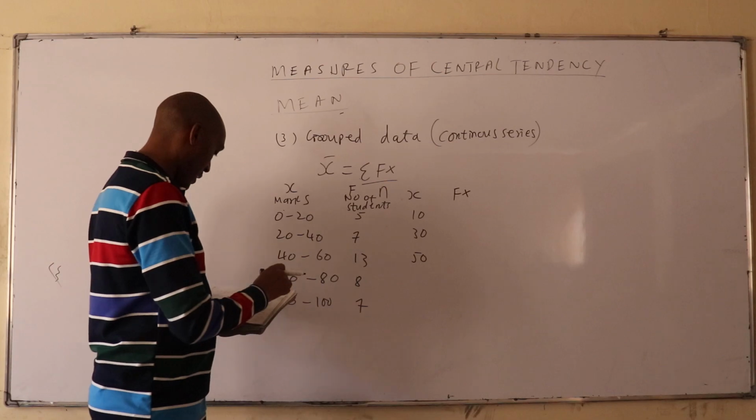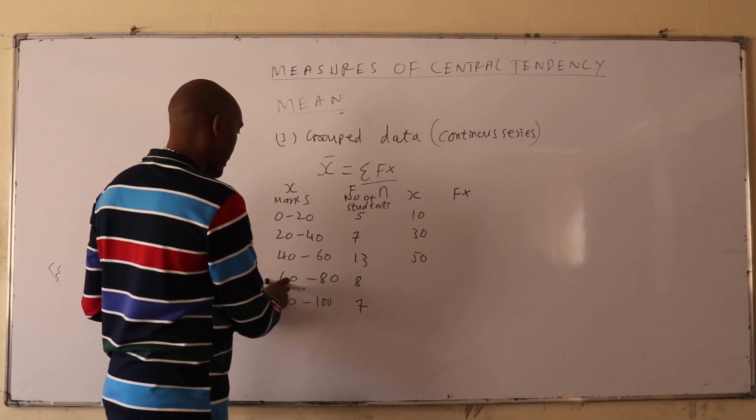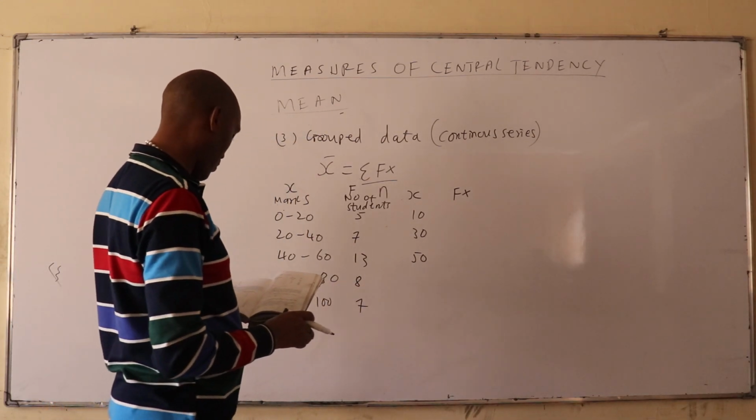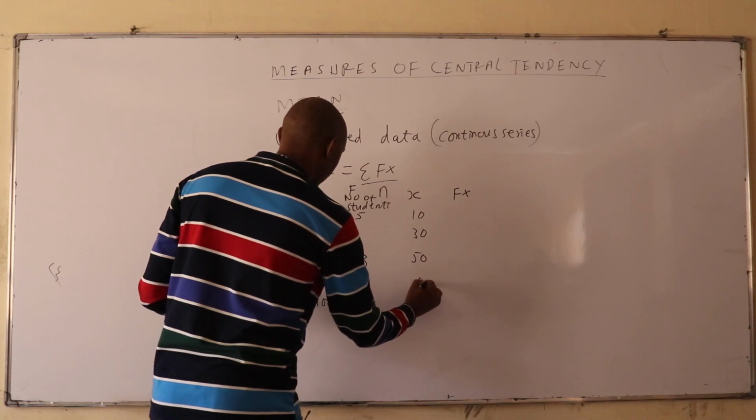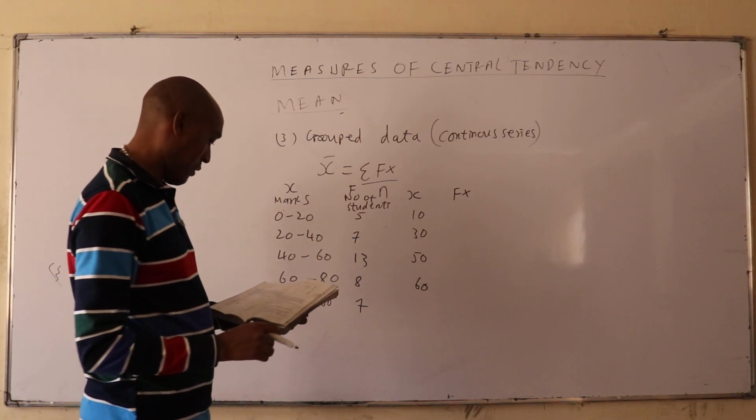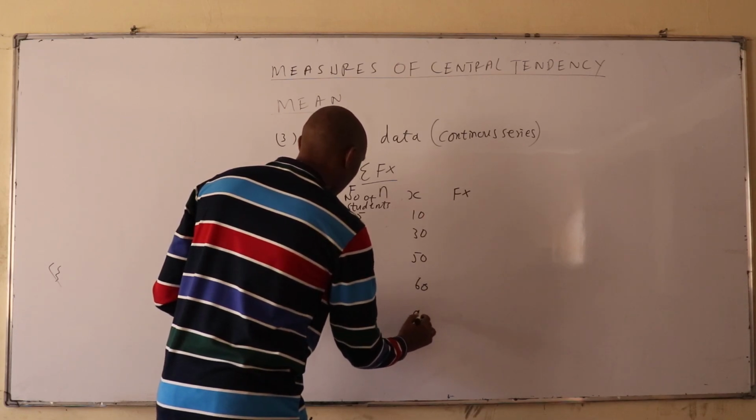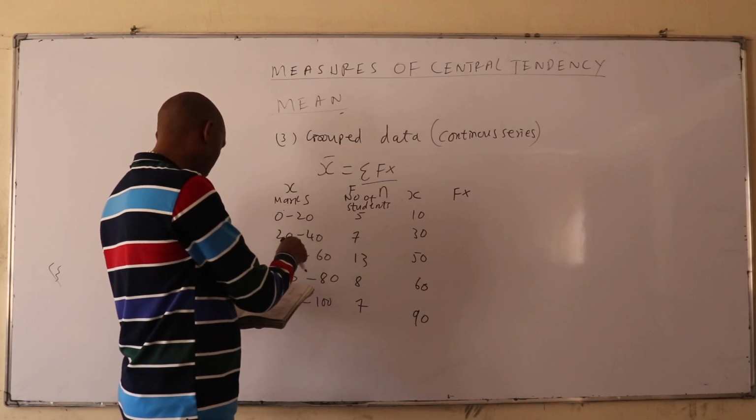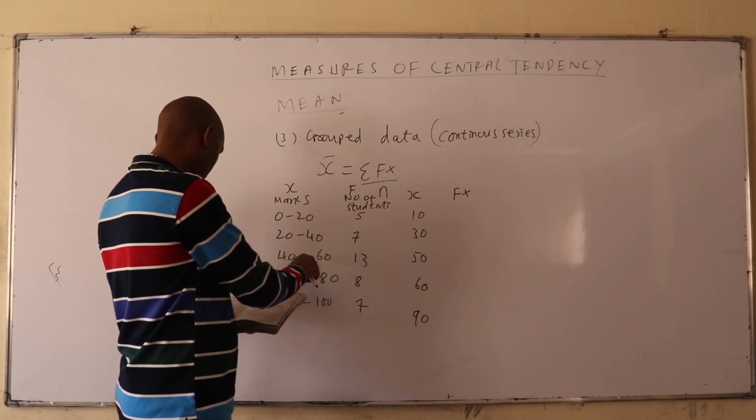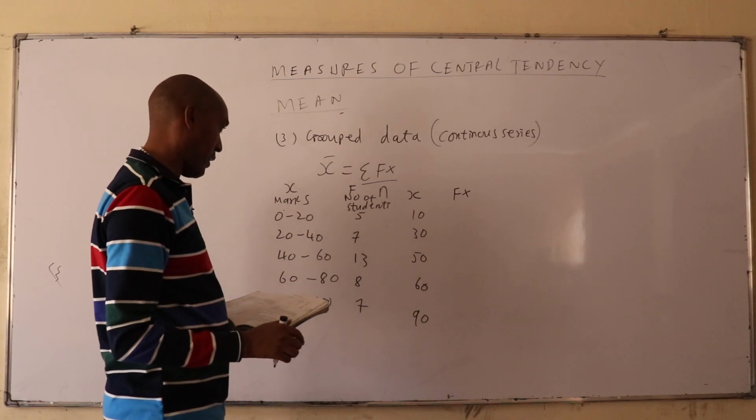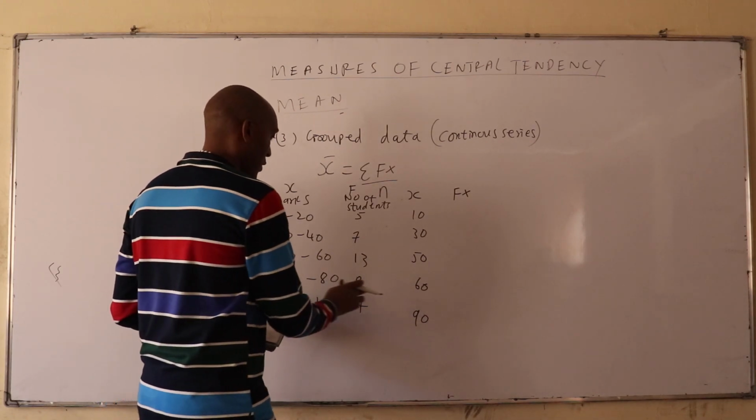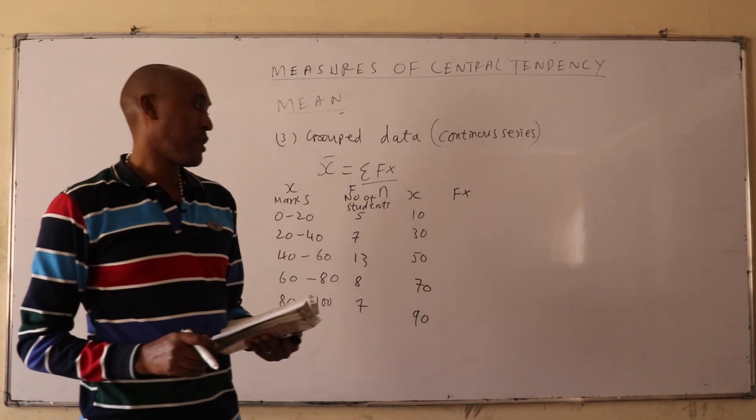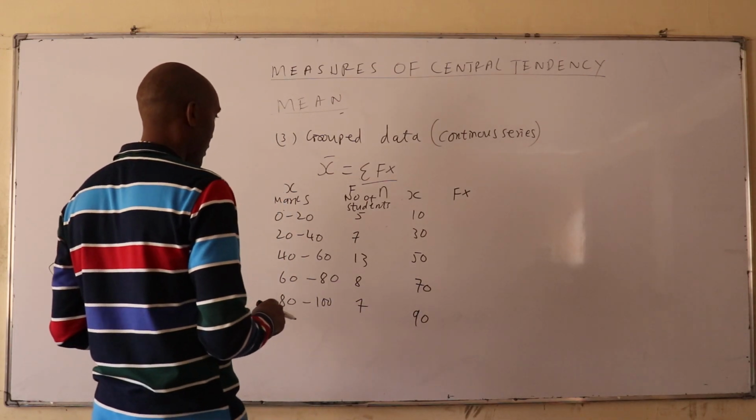Then 60 plus 80 is 140, divided by 2 gives us 70. And 80 plus 100 is 180, which gives us 90. So we have the classes 0 to 20, 20 to 40, 40 to 60, 60 to 80, 80 to 100, and so on.